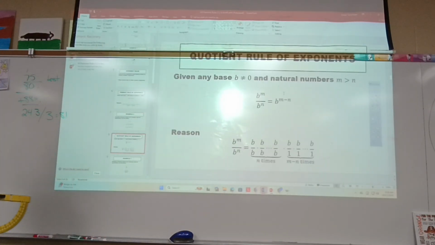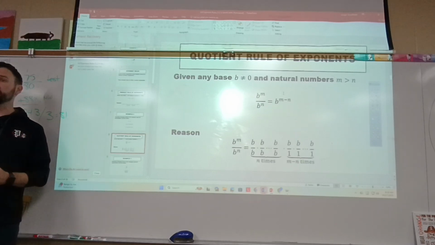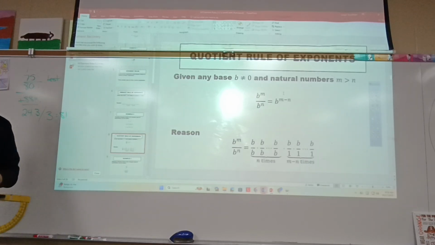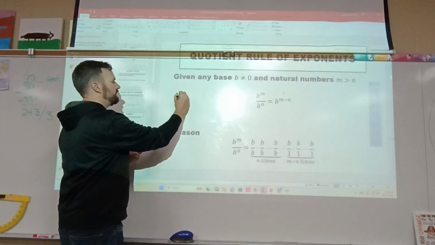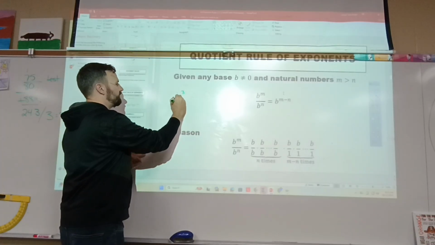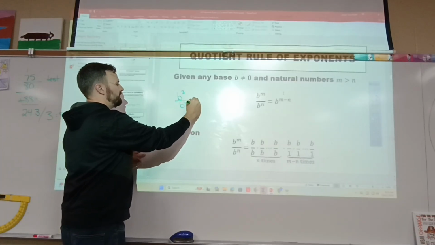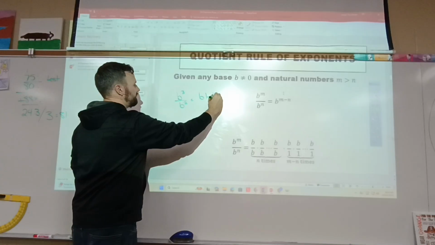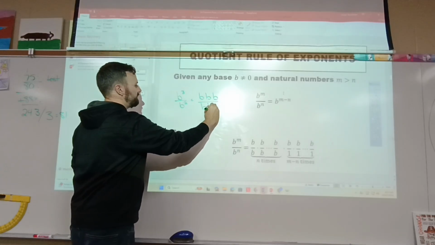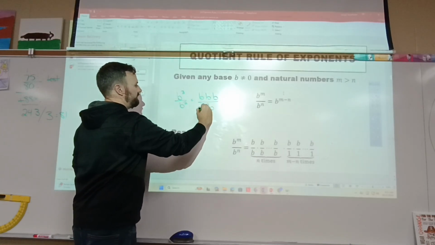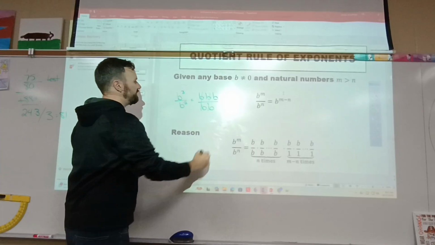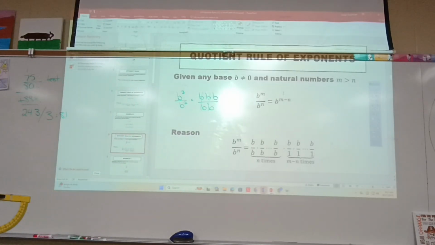Oh no. So if I divide them, I subtract. Multiply, you add. Divide, you subtract, right? Again, the example I always use for this, if I have b to the 3 over b to the 2, that's 3 b's over 2 b's, which gives me 1 b, right?